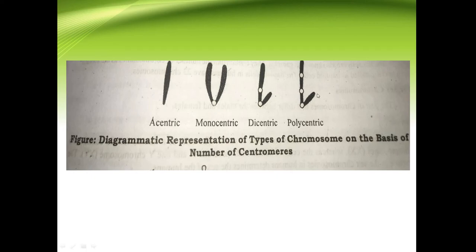So all these are the different types of chromosomes: acentric, monocentric, dicentric, polycentric.